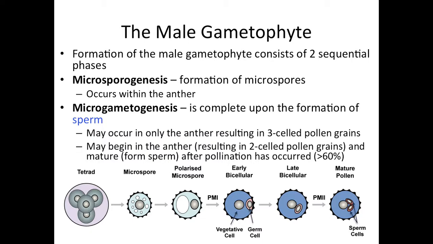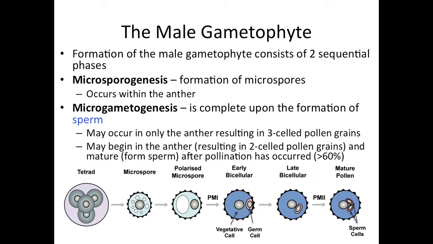So here's an overview of the development of the male gametophyte. The first thing that happens is called microsporogenesis. Microsporogenesis is the formation of microspores. After you have microspores, those microspores germinate into the male gametophyte, and that is called microgametogenesis. So there are two phases in the development of mature male gametophytes.